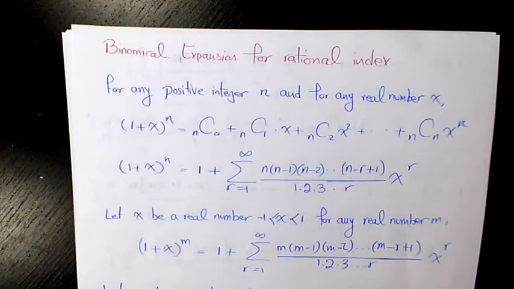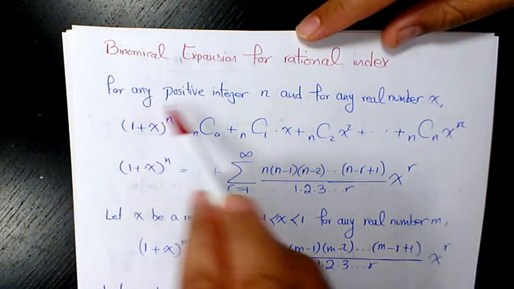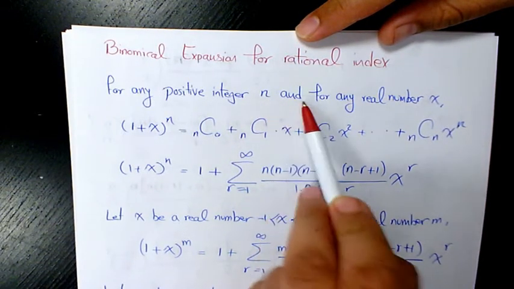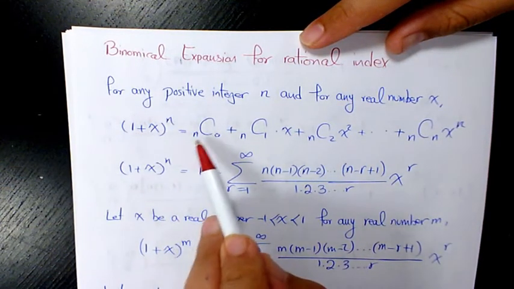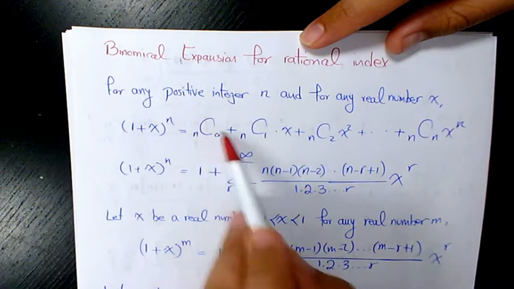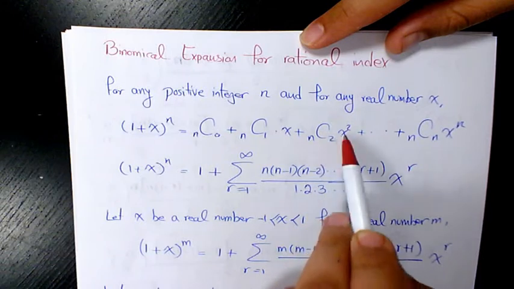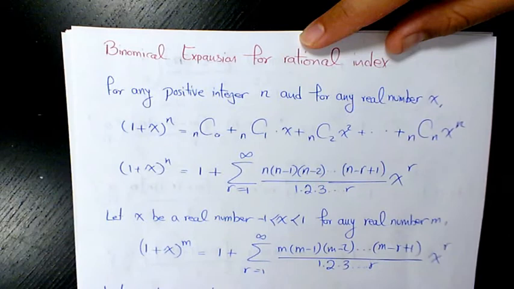Welcome to another video. In this video I want to talk about binomial expansion when the index or the exponent is a rational number or a negative number. As you remember, we had earlier that for any positive integer n, the index of the binomial expression, and for any real number x, 1 plus x to the power of n is going to be nC0, which is 1, plus nC1 times x plus nC2 x squared and so on, to get to nCn x to the power of n.